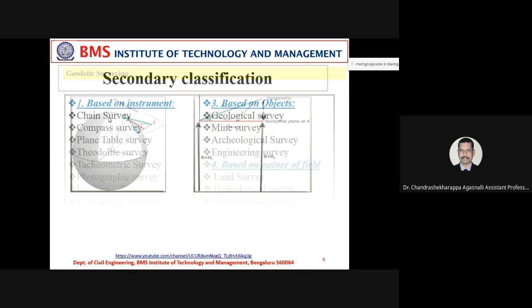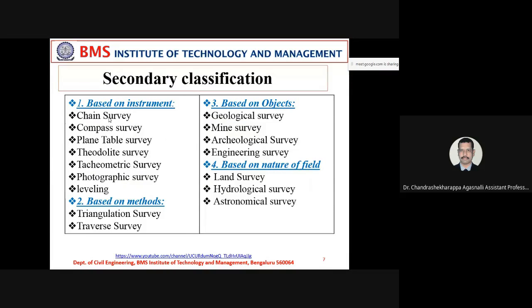Right, so now let's come to the secondary classification. First, the primary classification has two major things: plane surveying and geodetic surveying. In plane surveying, you are not going to consider the earth's curvature. When it comes to geodetic surveying, you need to consider the earth's curvature seriously. That's the basic point.